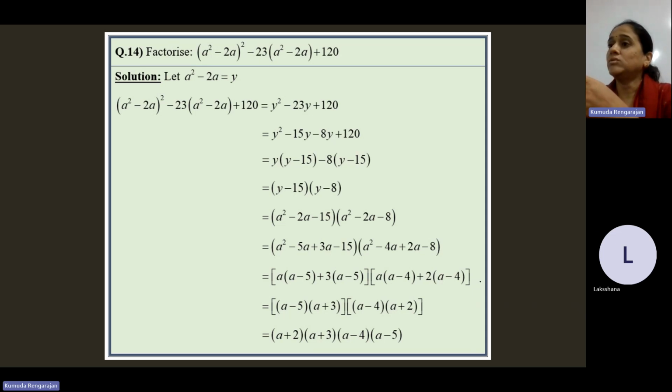So I was telling you, if you're not sure about splitting the middle term, I'll share a video today of 8th standard where I've explained how to factorize a quadratic polynomial by splitting the middle term. Please watch that video so that you recall how to factorize by splitting the middle term. Take this down. Write down this.